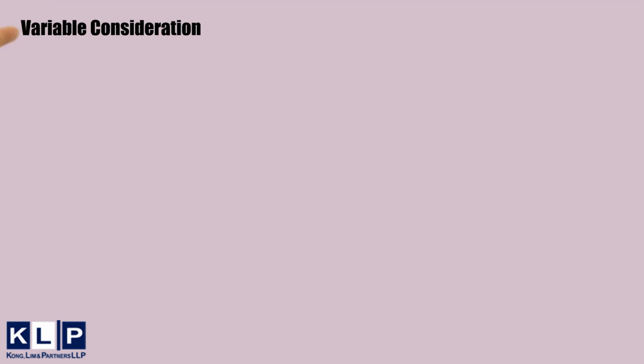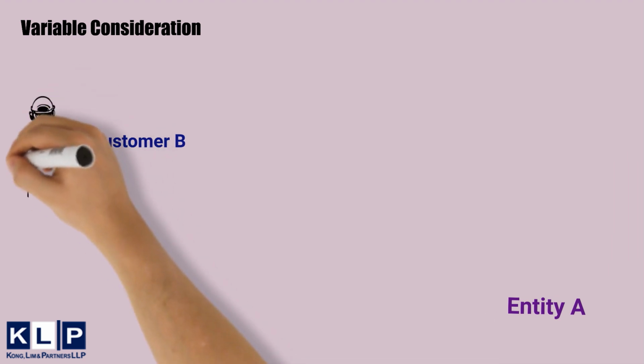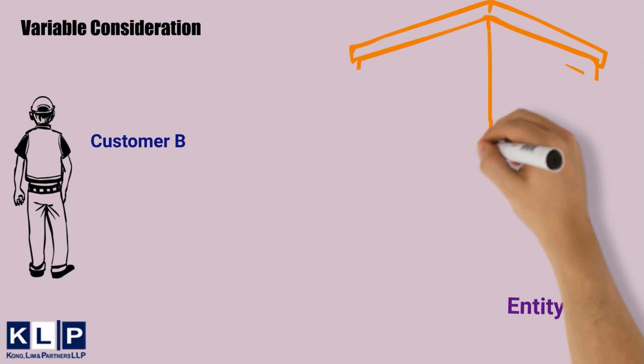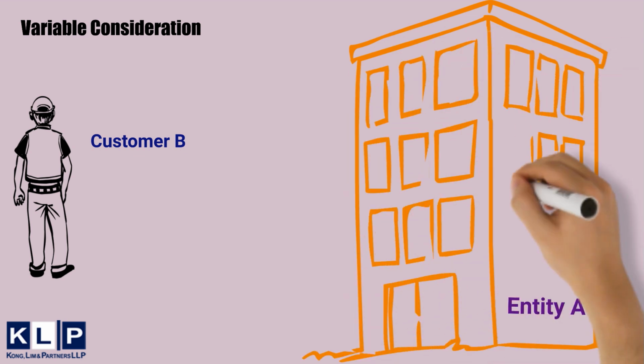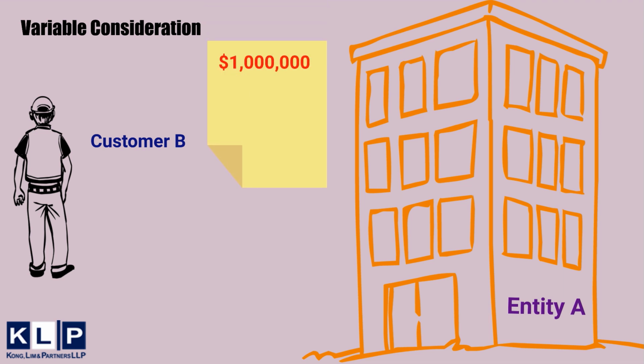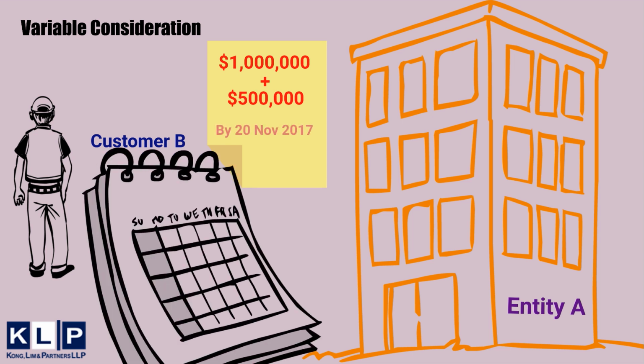Let us look at an example of variable consideration. Entity A entered into a contract with customer B. In terms of the contract, Entity A will build a shopping complex for customer B. The contract price was agreed between the two parties at $1 million. A performance bonus of $500,000 is payable should construction be completed by the agreed date. The bonus will decrease by 10% per week for every week past the agreed date.